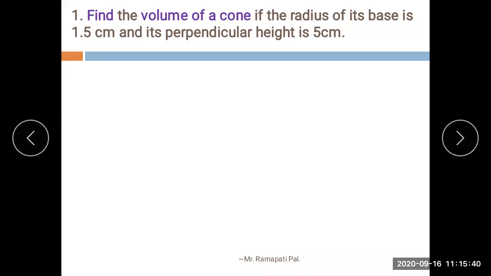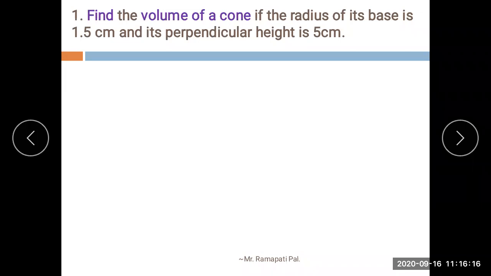Okay, good. Volume of a cone is 1 upon 3 pi r square h. So what do we require? We require r and h, and both are given in the question. Find the volume of a cone if the radius of its base is 1.5. So what is the radius? 1.5. Perpendicular height is given. What is the height? 5 centimeter.